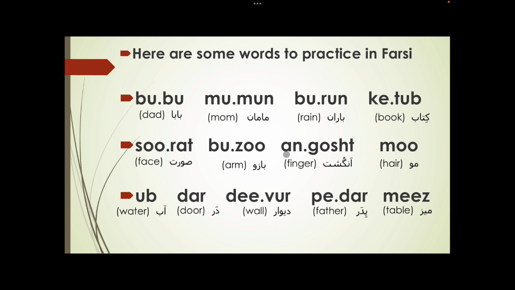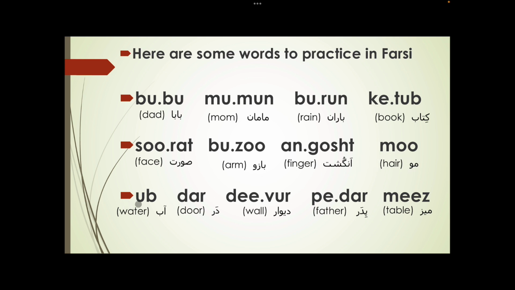So let's break it down. So this one is an. And what about this one? So remember, this O makes a O sound if you remember from lesson 1. So this will be gosht. So if I was to put it together, angosht. So if I was to say it quickly, angosht. That means finger. Oh, how about this one? This one is just a one-syllable word. Pretty easy, right? Mu, which means hair.